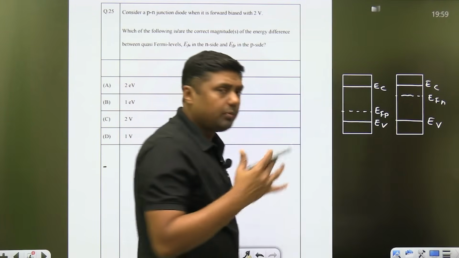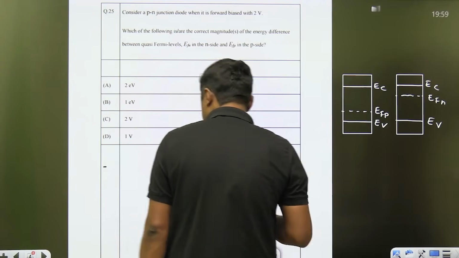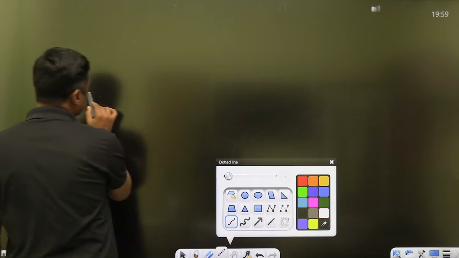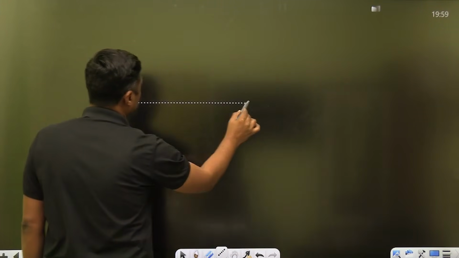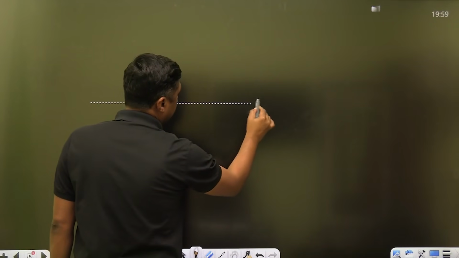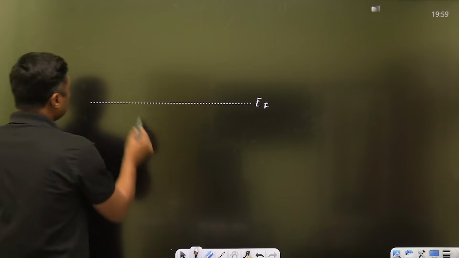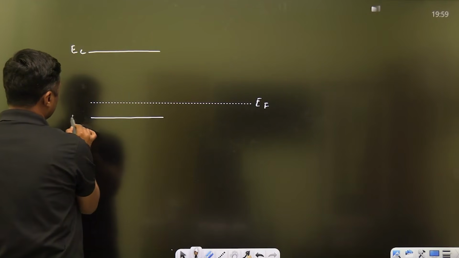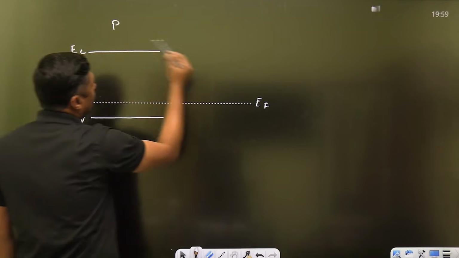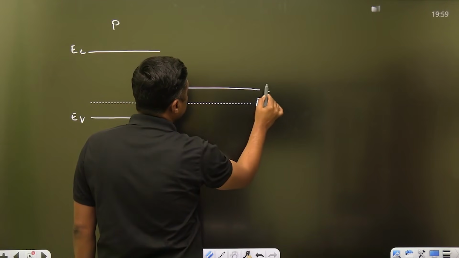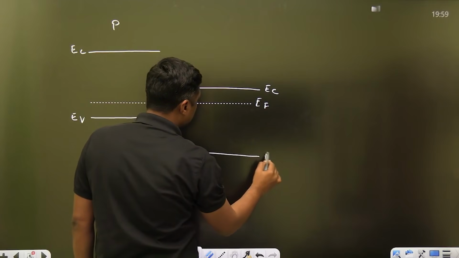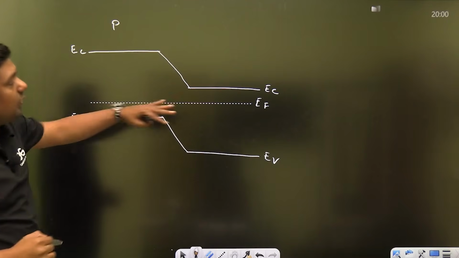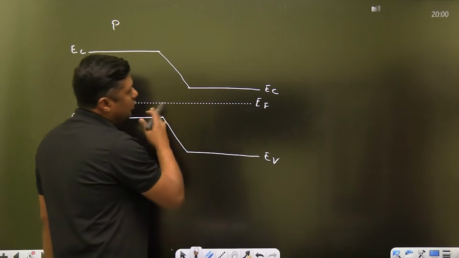Right? Now, when we are making the PN junction, guys, remember, Fermi level will maintain a constant level. This is the EF, when there is no biasing. So on the P side, this is the EC, this is the EV, near to Fermi level. This is the P side. On the N side, this is the EC and this is the EV. When there is no biasing, guys, right, like this. And Fermi level will maintain the equilibrium level on the N side and on the P side.